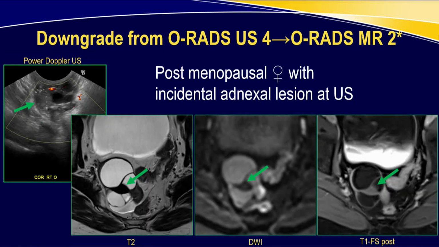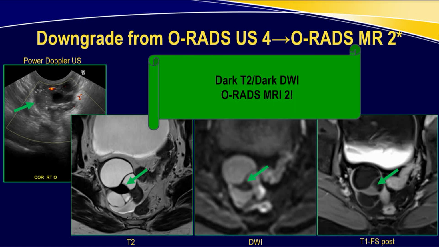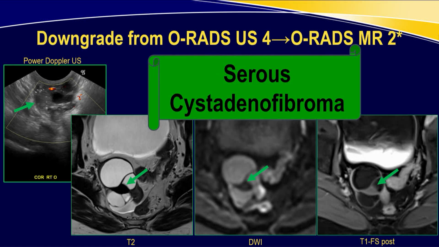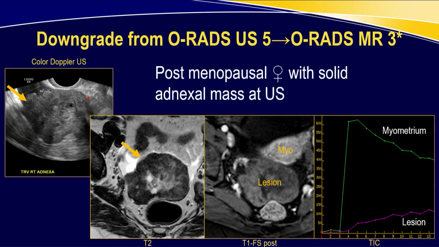Another downgrade from an O-RADS ultrasound 4 to an O-RADS MR of 2. This is a postmenopausal woman with an incidental adnexal lesion at ultrasound. And you can see that these green arrows are pointing to this area within the mass that has low signal intensity on T2, low on high b-value diffusion-weighted imaging, and is solid post-contrast. So this is a solid T2 dark, and this turns out also to be O-RADS MRI 2, a serous cystadenofibroma.